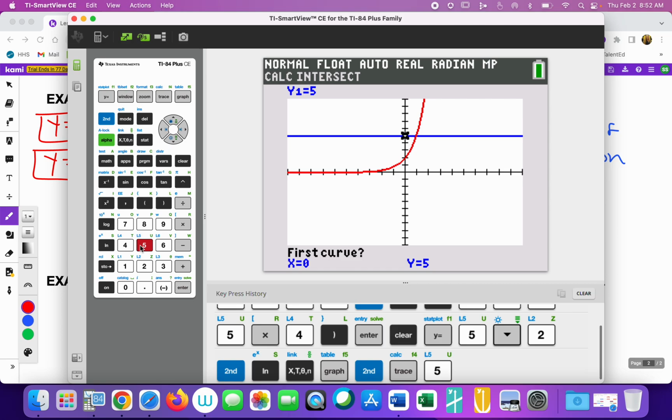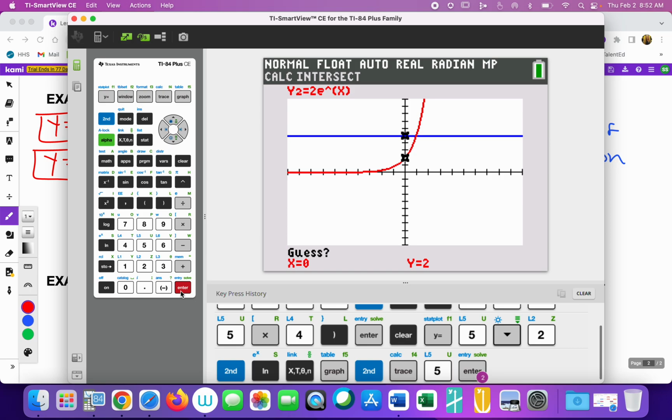Now, first curve means the first function. So you'll notice it's on the blue line right now. As long as it's on one of them, you can hit enter. You don't have to move it around at all. So first curve means first function, enter. It will jump to the other one. So it's identifying which 2 functions you want to see if they're intersecting. So second curve, enter.